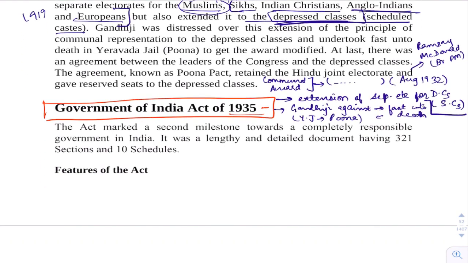ठीक है. Now, at last there was an agreement between the leaders of the Congress and the depressed classes, which agreement is called as Pune Pact. तो इस point के बाद what you can write is, I am just writing here. So agreement हुआ जिसको बोला गया पूना पैक्ट. ये agreement हुआ किसके किसके बीच?